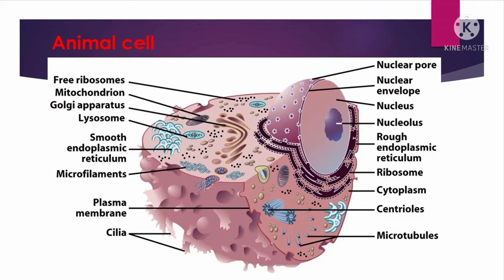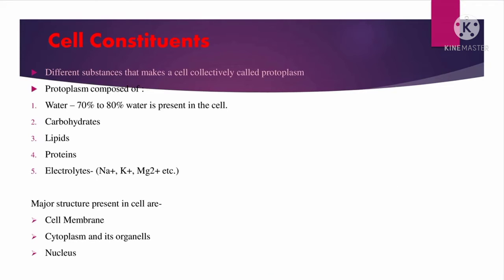First of all, we have to know about the cell constituents. All the substances present inside the cell are called protoplasm, and it is composed of 70 to 80% water, carbohydrates, lipids, proteins and electrolytes.